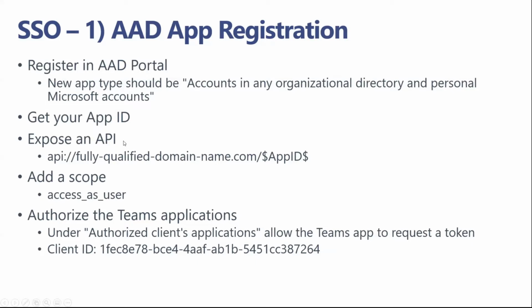You need to expose an API. So we need to have some API that we can talk to your application for. And the way that works is you're going to have to put your fully qualified domain name and your app ID that you got in this step here. Oh, and you need to add a scope. So it'll be your fully qualified domain name / whatever your app ID is / access_as_user. That's going to be your scope. Finally, you want to just authorize the Teams application. We have two apps or two app IDs. We have the client ID for the desktop and mobile apps, and then we also have another client ID for the actual Teams web app. So you need to tell Azure AD that you give Teams permission to get a token for your application.